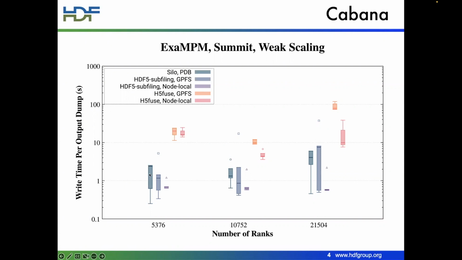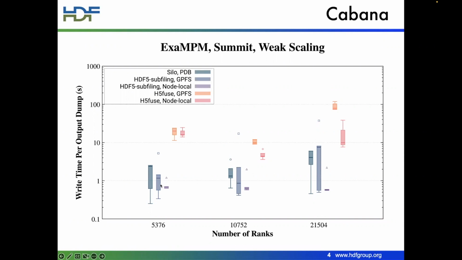So the first case, the blue here, is using Silo. So this is a log scale, mind you. So this is the write time per output dump. So there's 5 output dumps, and these are the statistics for each of those, the min and the max that each took, and some outliers. So the number of ranks was all the way up to 21,000. So you can see that Silo is around here, which scales pretty good. Of course, you kind of expect that since it's a file per process essentially. So they get really good performance actually.